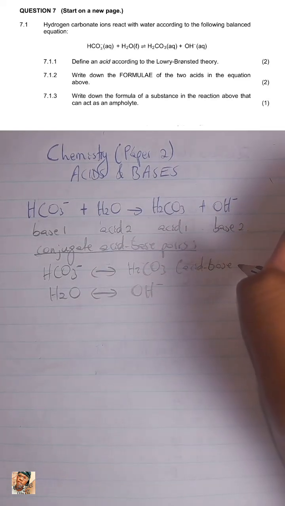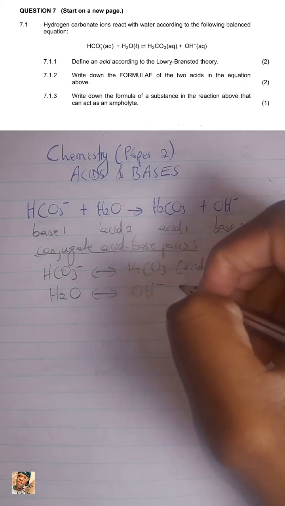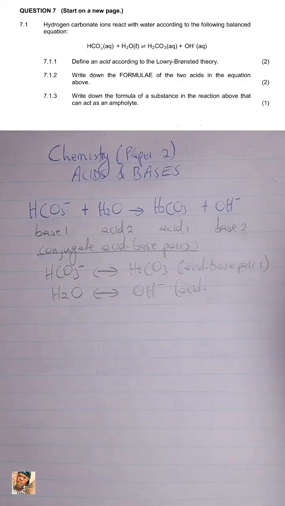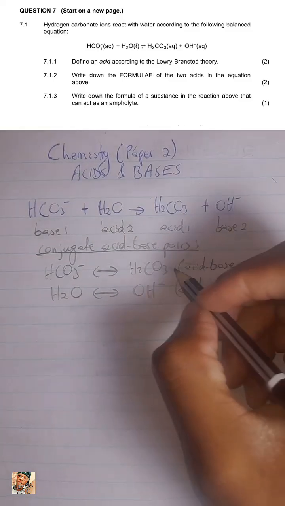Anyway, acid-base pair 1, and then we have the other acid-base pair. We know that they are conjugate, right?